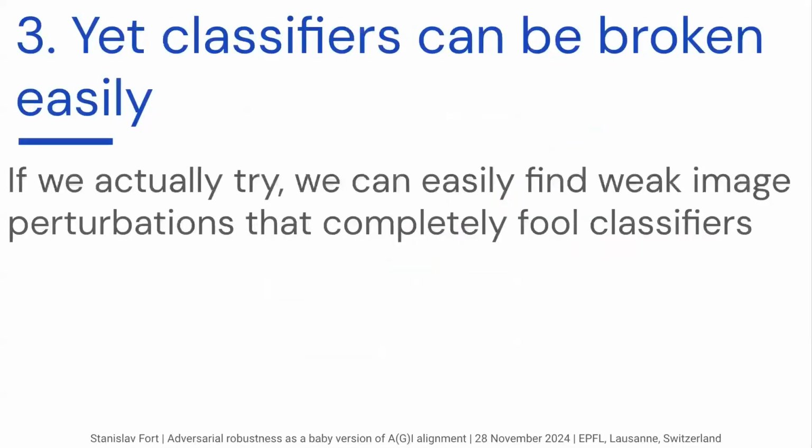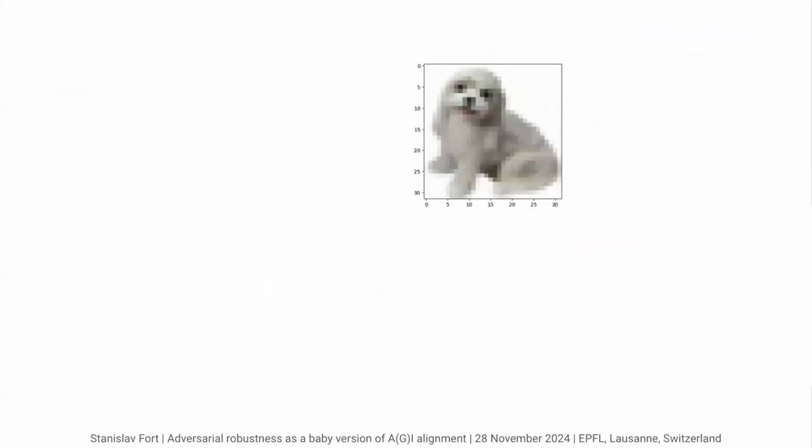Yet classifiers are easily broken by the most minute changes you can imagine, if you just choose the changes well. So that's the flip side of the story. That was a positive success story, but this is a negative data point in the whole narrative I'm trying to build. So let's play a game.